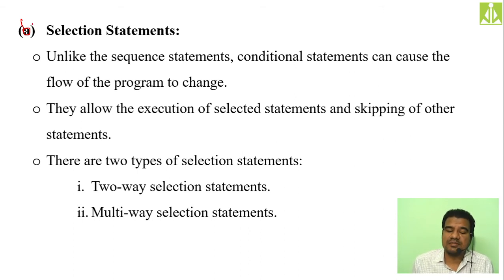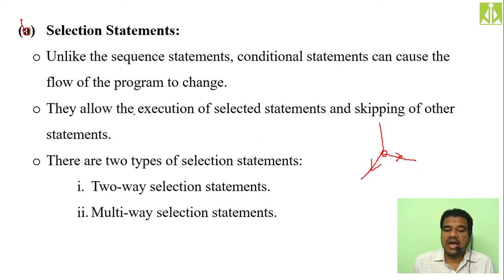Unlike sequential statements, conditional statements can cause the flow of program to change. Already I gave this explanation. Sequential flow will put some condition. If that condition is true, we'll select one possible path, and if that condition is false, we'll select another possible path. Likewise, the flow of program will change, the flow of control will change. So what is making the flow of control change? Our conditional statements, our selection statements.